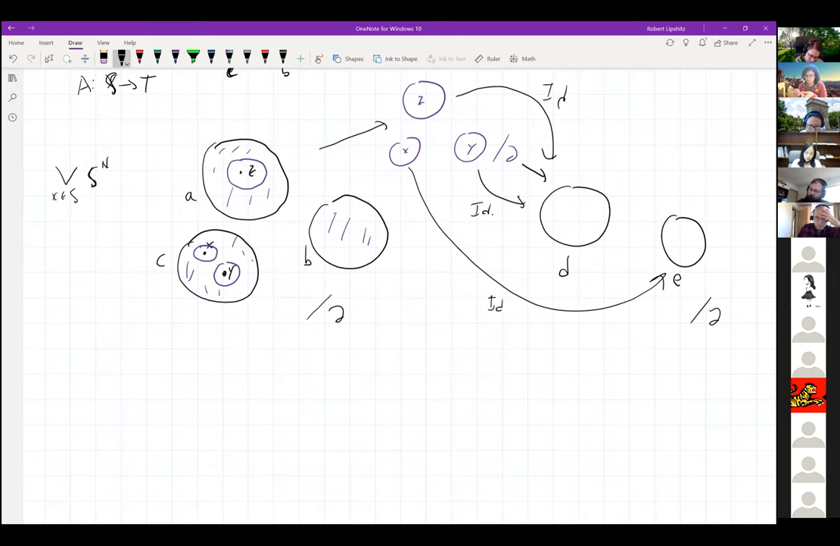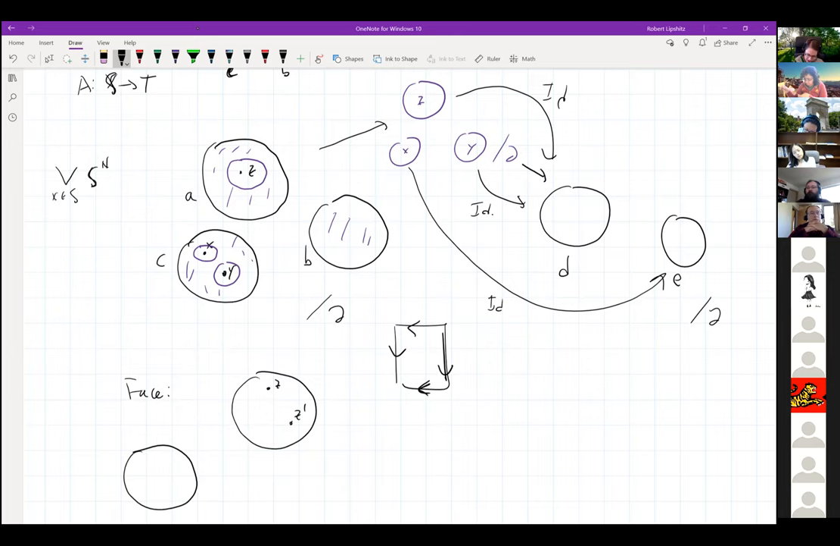And then if we had a face, I would have had a family of embeddings rather than a single one. So I had maybe Z and Z prime, depending on whether I went along the face this way or that way. And we fixed a path between them, and that induced a homotopy of maps. So a path of embeddings gives us a homotopy of maps, etc.